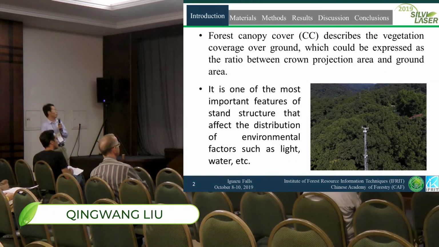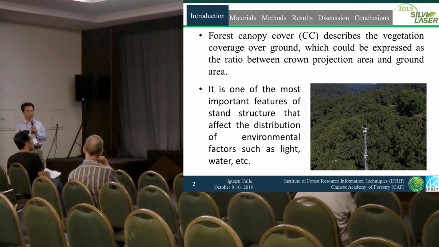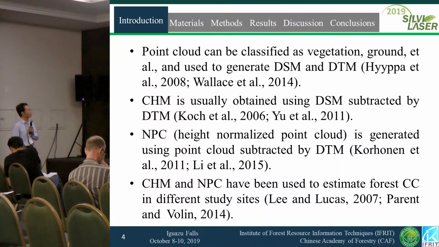Forest canopy is very important. Forest canopy cover is a parameter widely used in ecosystem analysis. It's normally defined as the vegetation coverage over the ground. It's usually calculated as the ground projection area to the ground area.